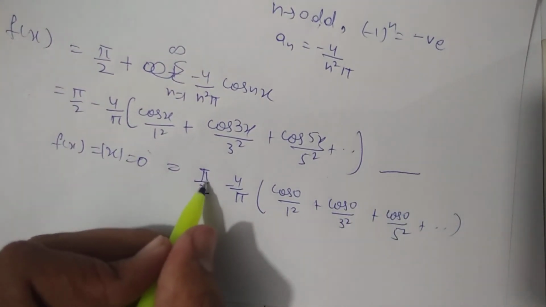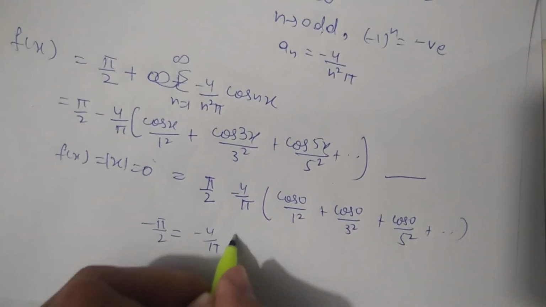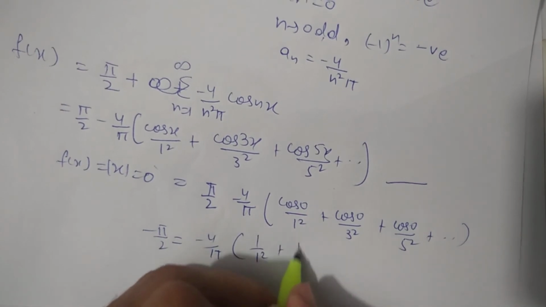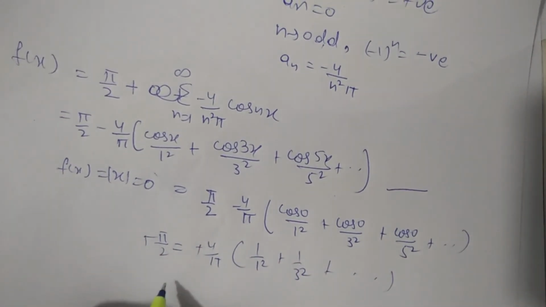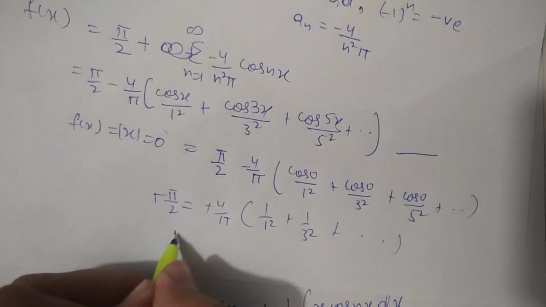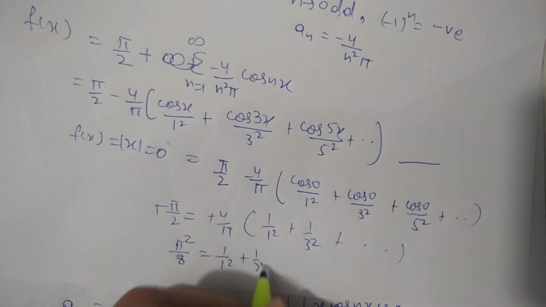So my pi by 2 I will bring to that side, so minus pi by 2 will be equal to minus 4 by pi, and this value will be 1 by 1 square plus 1 by 3 square up to infinity. So minus will cancel out minus, and this value will finally become pi square by 8 equals 1 by 1 square plus 1 by 3 square up to infinity.